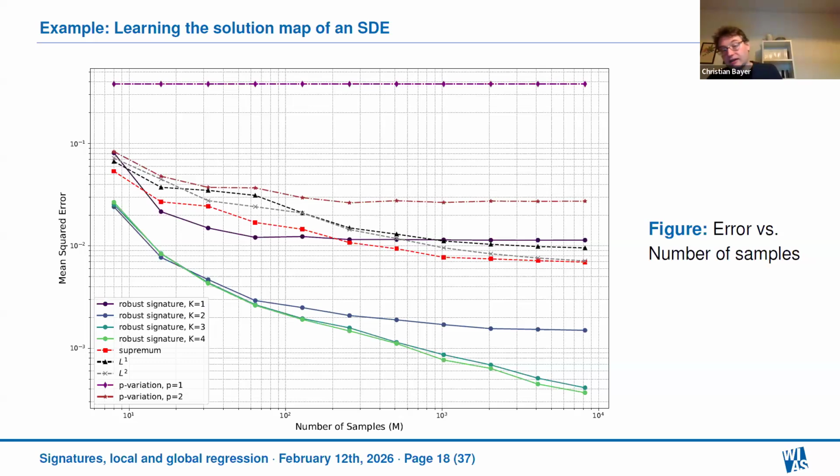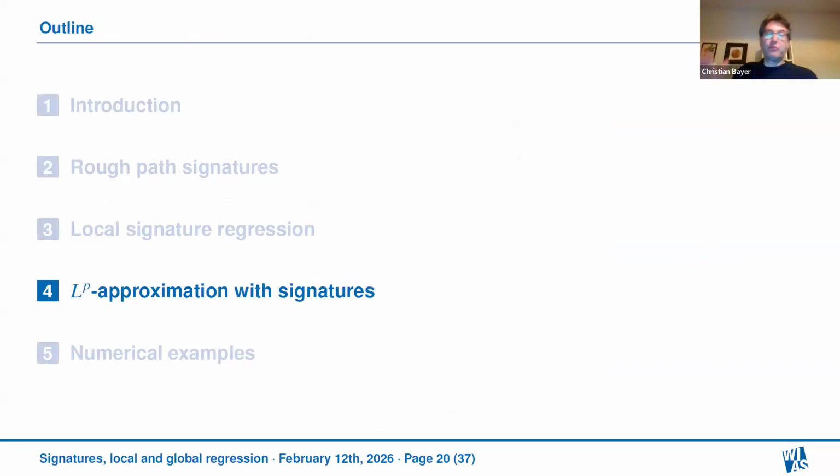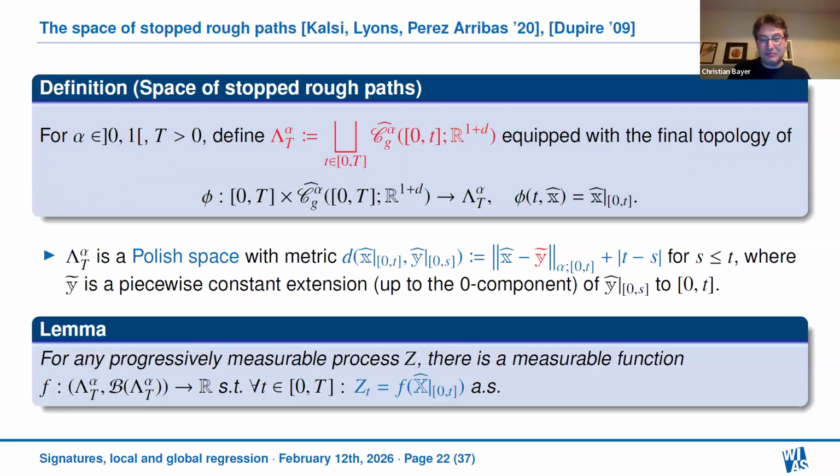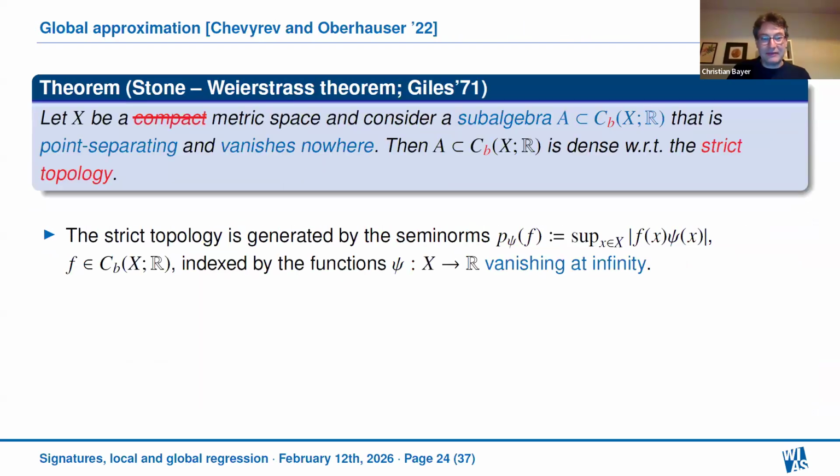supporting the many application papers using signatures where in the end it boils down to using this kind of truncated signature approximation. So if I had more time, I would be prepared to tell you about global approximation as well, and I'm going to largely skip that, I think.